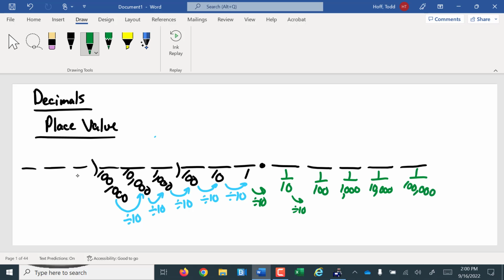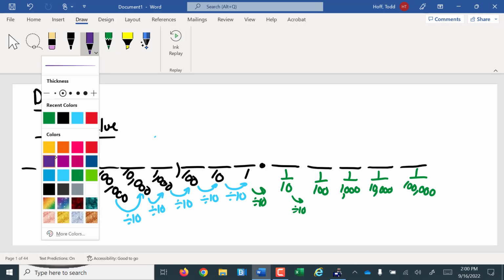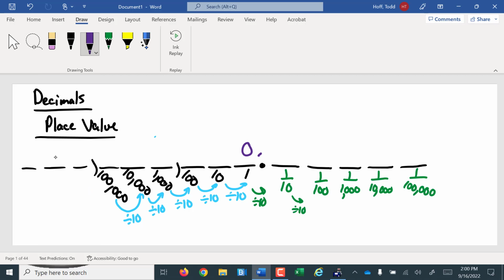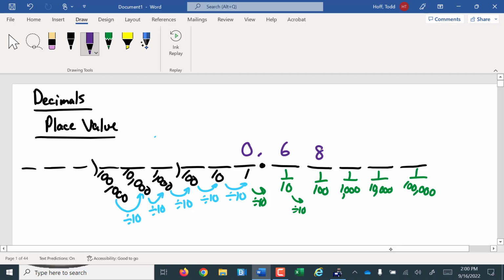Now, as we're looking at those place values, they look a lot like fractions because that's exactly what they are. They are just a short way of writing common fractions that have denominators that are powers of 10. So if I have a decimal of 0.68, that literally is a fraction where the numerator is the number after the decimal point, 68, and the denominator is the place value of that last digit, hundreds. So that fraction would be 68 hundredths.